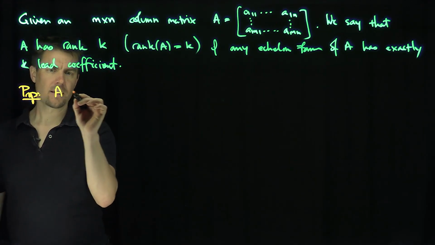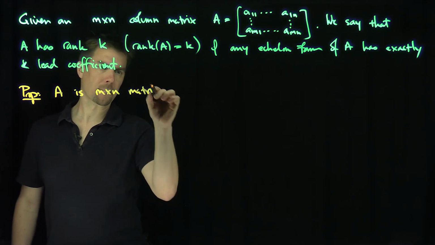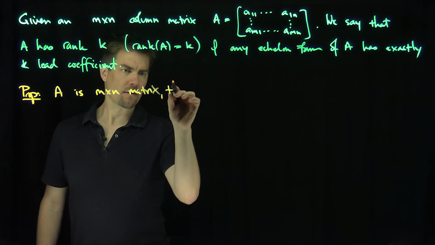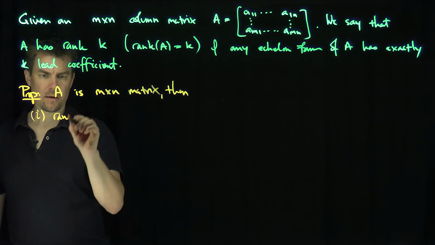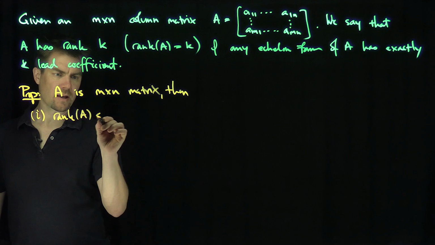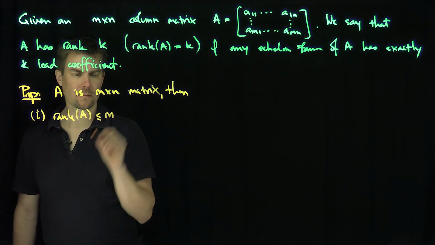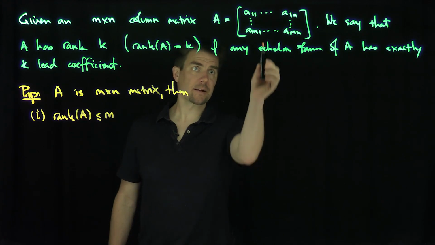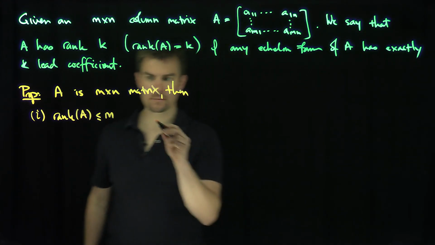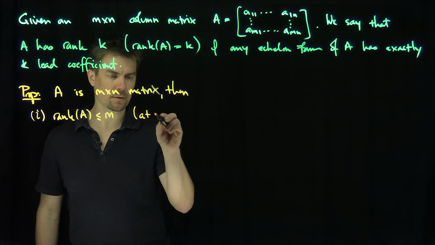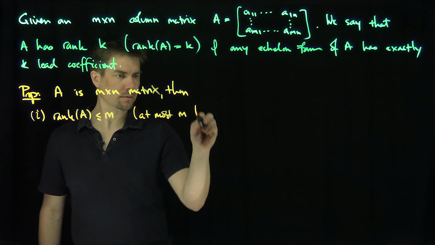Proposition: if A is an m by n matrix, then 1, the rank of A is less than or equal to m. Well, that's obvious because there are exactly m rows in here, so there are exactly m possible locations for lead 1s. So there are at most m lead 1s.